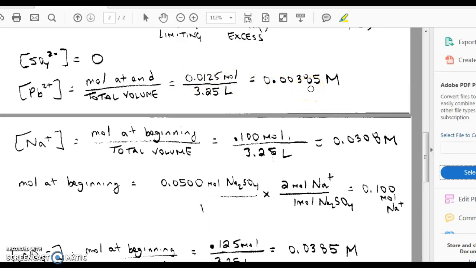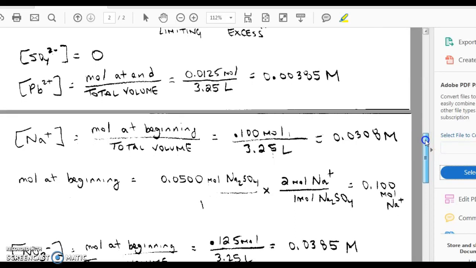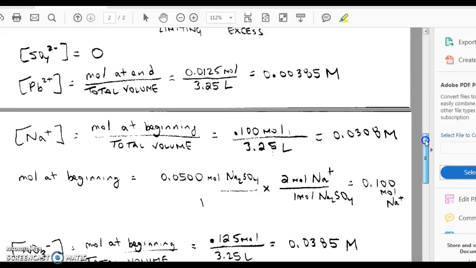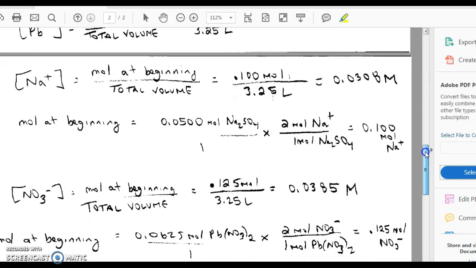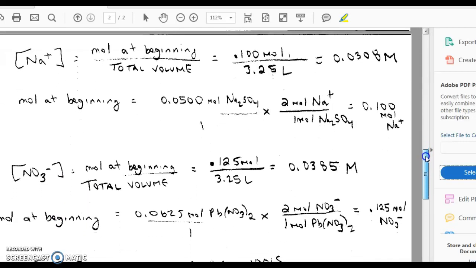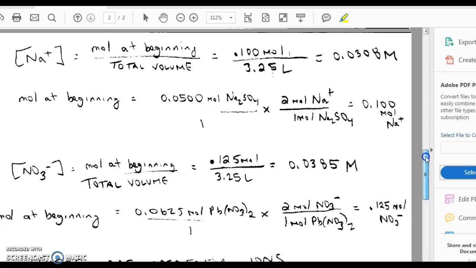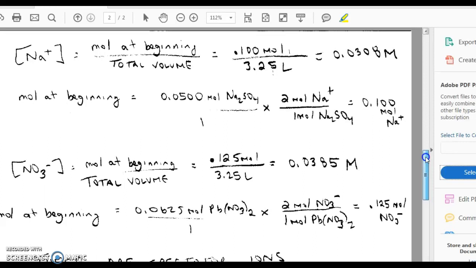Now for the sodium and the nitrate, I think of those as being unchanged by the reaction. So I'm looking for the moles of sodium at the beginning of the reaction, which is the same as what it is at the end of the reaction, because nothing changes about the moles of sodium. They're unchanged by the reaction. Same is true of the nitrate. So I'm looking at the moles at the beginning of the reaction divided by the new total solution volume when you combine the 2 beakers into one.